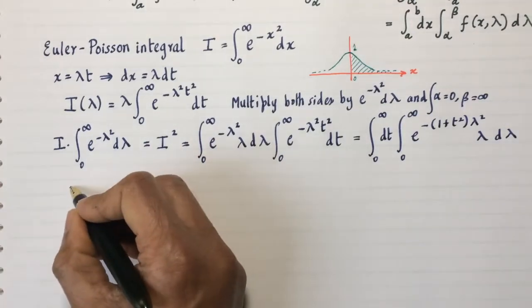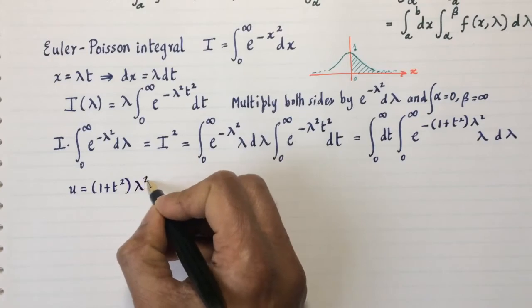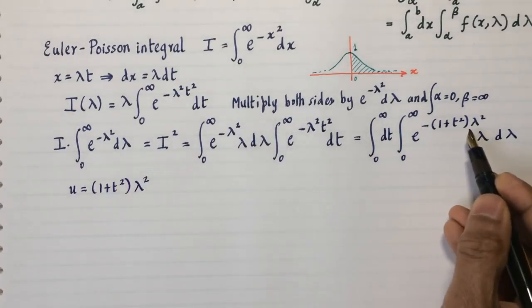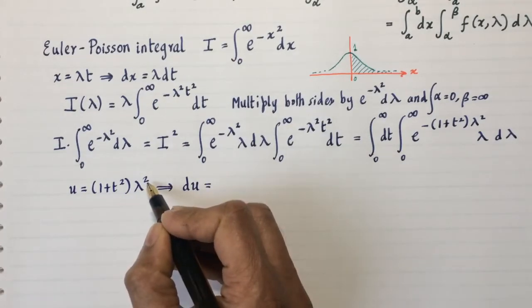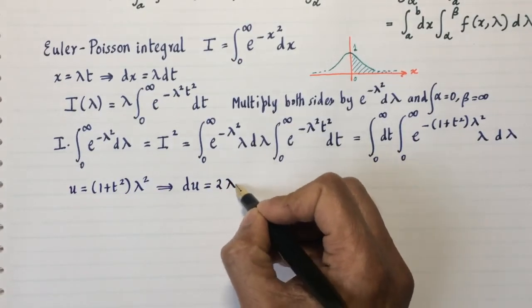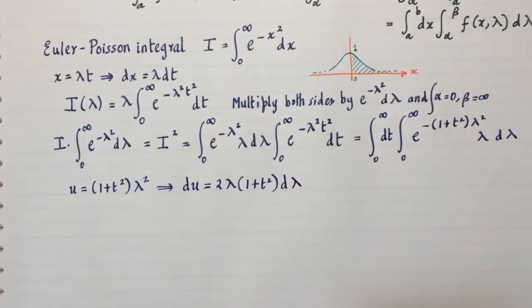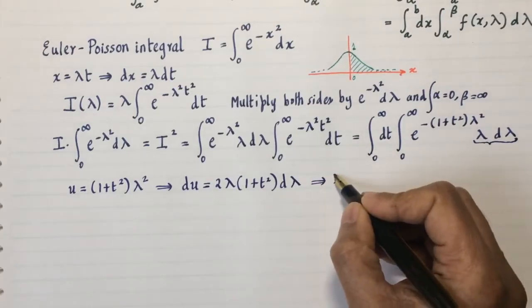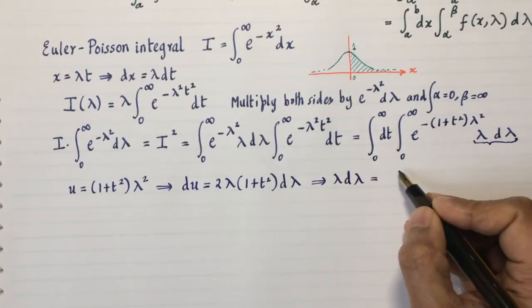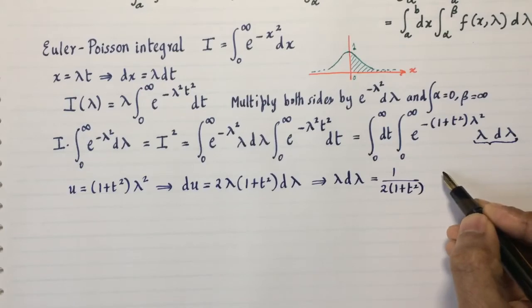So I'm going to take u equals 1 plus t squared times lambda squared. Now you see that that makes this numerator u. So the exponent will make e to the minus u. So du will be, if I differentiate with respect to lambda, I'm going to get 2 lambda. Well, this is just a constant, so that stays 1 plus t squared times d lambda. But what I have here is a lambda times d lambda, so I'll solve for that. So lambda d lambda is equal to 1 upon 2 times 1 plus t squared, just du.